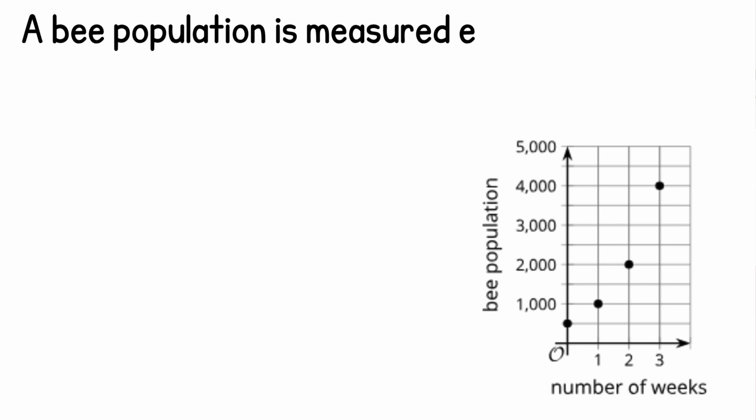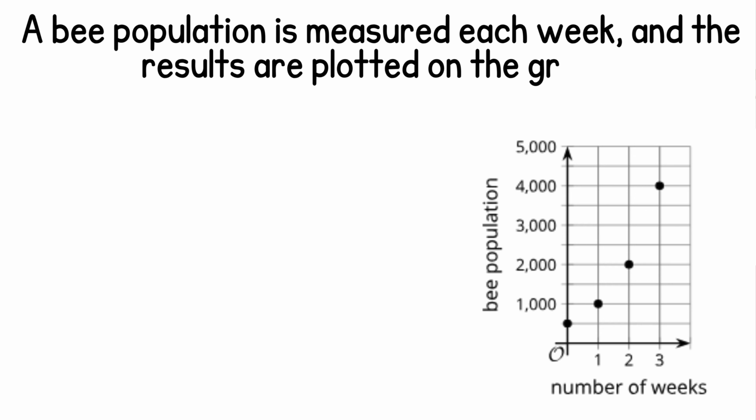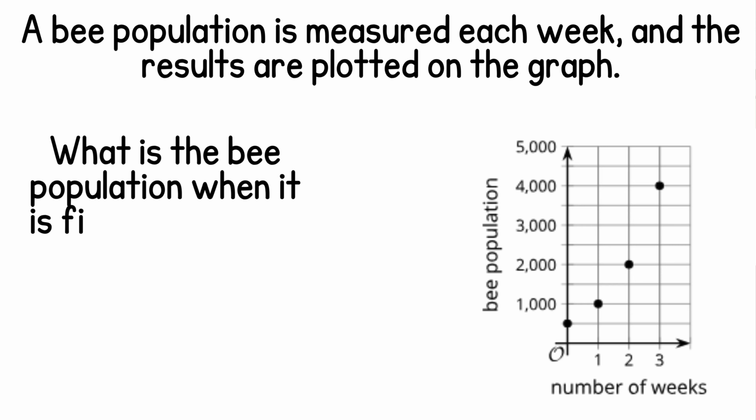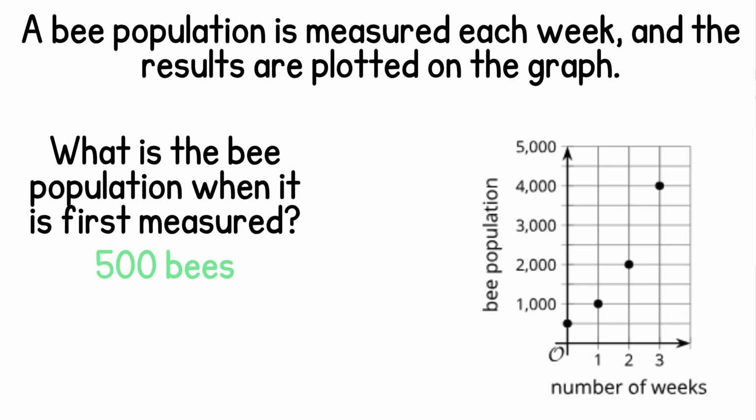In this example, a bee population is measured each week and the results are plotted on the graph. We can see the x-axis represents the number of weeks and the y-axis represents the bee population. What is the bee population when it is first measured? So this is represented by the y-intercept when x is 0. So we can see that there were 500 bees when it was first measured.